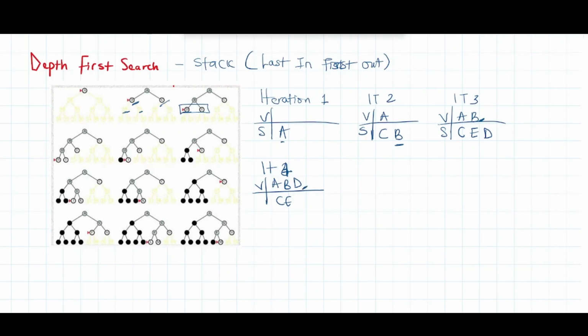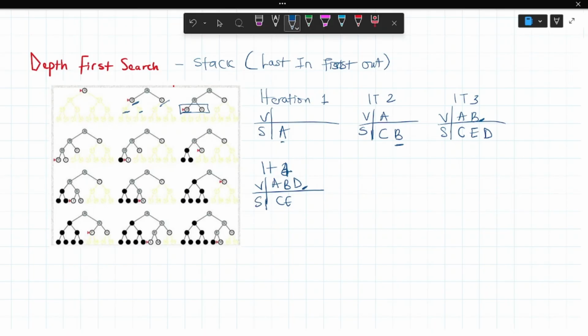Does D have neighbors? When you visit a node, you always have to look at its neighbors. If it has neighbors, you add those neighbors to the stack. In this case, yes, D has neighbors. It has neighbors H and I. You can see it here. We're going to write it as I and H because we're going to explore H first. So iteration 5 is simply going to be the visited will be A, B, D, and H, leaving you with C, E, and I.